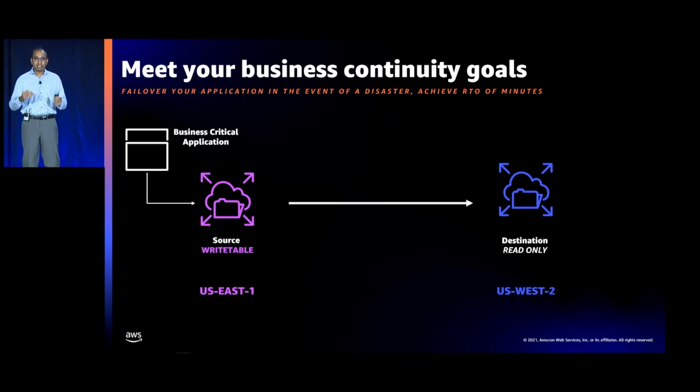So let's talk about your business continuity goals, right? To meet your business continuity goals, Amazon EFS replication is also designed to provide an RTO of minutes. So like I said, while replication is already happening, your destination file system is available, but it's available in read-only mode. You can still use it.